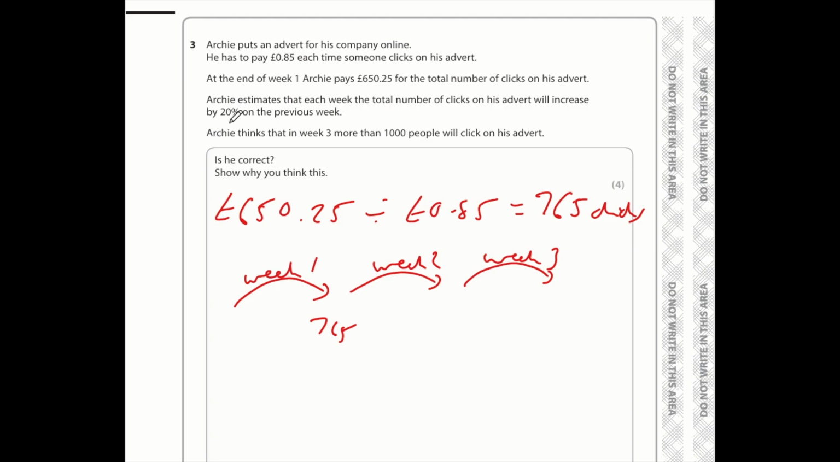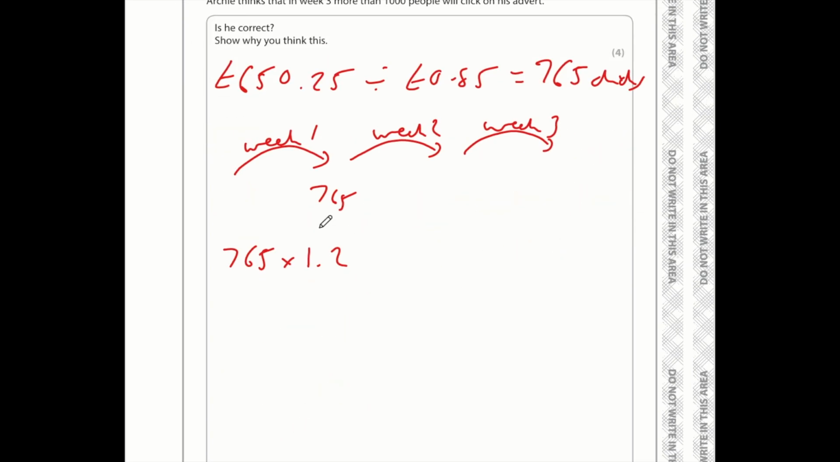So if it's 20% more, we want to increase 765 by 20%. We need to multiply by 1.2. Now you might be wondering, where does the 1.2 come from? The multiplier for 20% is 0.20, or in other words just 0.2. This is the multiplier we use if we're calculating 20% of an amount. It's this figure here divided by 100. It's the decimal equivalent. Now if you want to increase by 20%, we just simply add 1 to this figure, so that's 1.2. That's where the 1.2 is coming from.